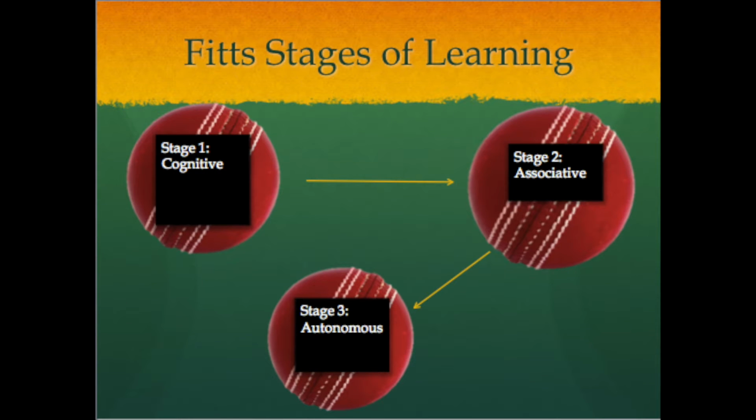There are 3 stages of learning involved in the cricket throw. The first stage is the cognitive stage, where the participant is only beginning to understand the nature of the skill whilst getting information from various sources such as observing, expert feedback and their own feedback. In this stage, the learner is being guided by the expert.